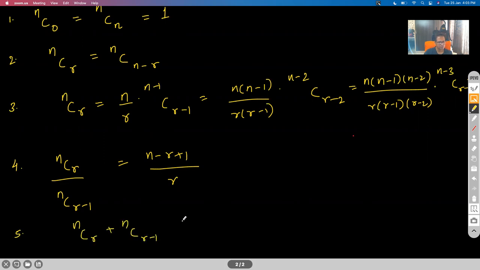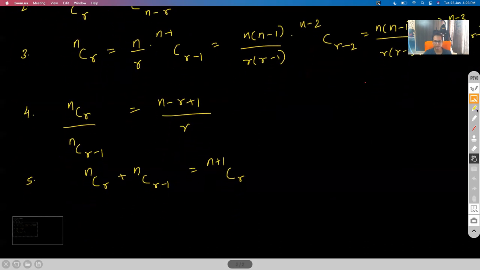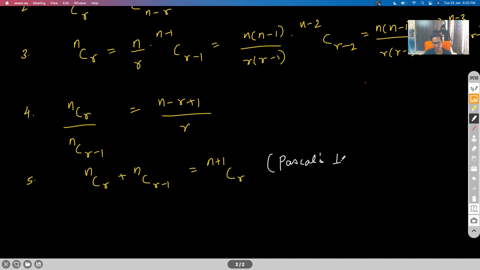And Pascal's triangle. Okay, so everybody knows Pascal's triangle. nCr plus nC(r minus 1) is equal to (n plus 1)Cr. This is your Pascal's triangle. Guys and girls, we have already done this. This is called the Pascal's identity. So we are not doing it again. We are just quickly recapping it so that if at all we need it, we can use it. Okay.